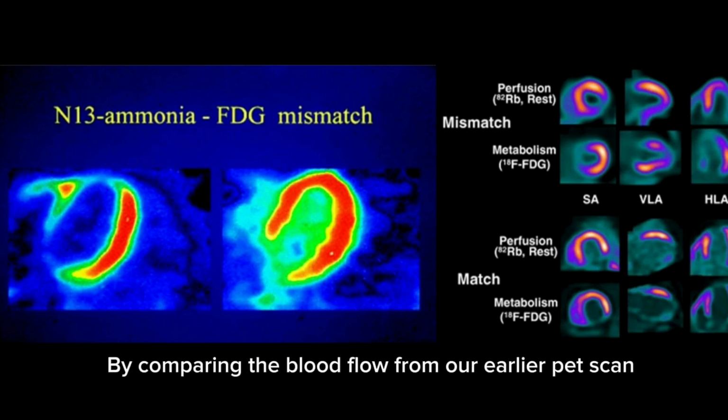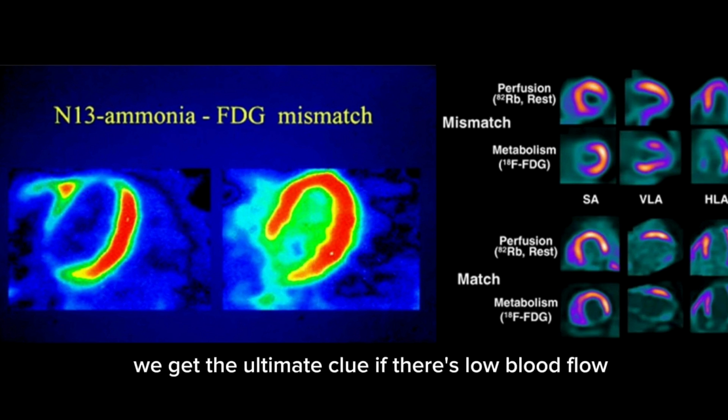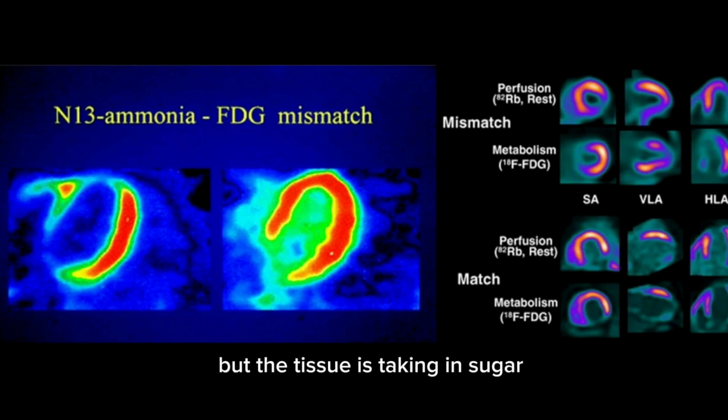By comparing the blood flow from our earlier PET scan with the sugar map from FDG PET, we get the ultimate clue. If there's low blood flow but the tissue is still taking in sugar, it means that part of the heart is alive and can be saved with treatment. But if it's a cold spot on both scans, sadly, the tissue is permanently damaged.